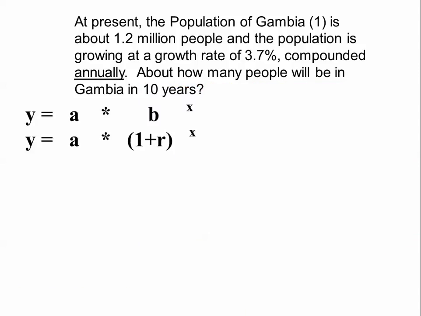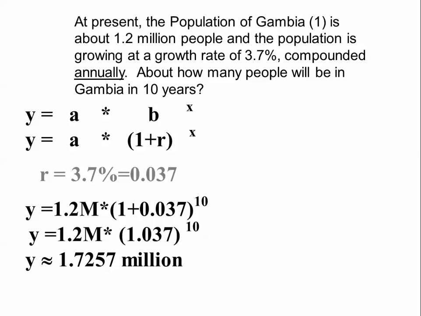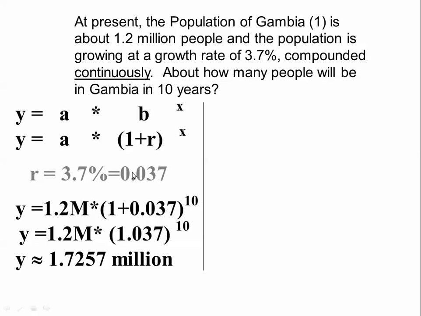So y equals a times b to the x, but b can be represented as 1 plus r. If r is 3.7% or 0.037, putting in a of 1.2 million and r of 0.037, after 10 years, the population is about 1.7257 million.